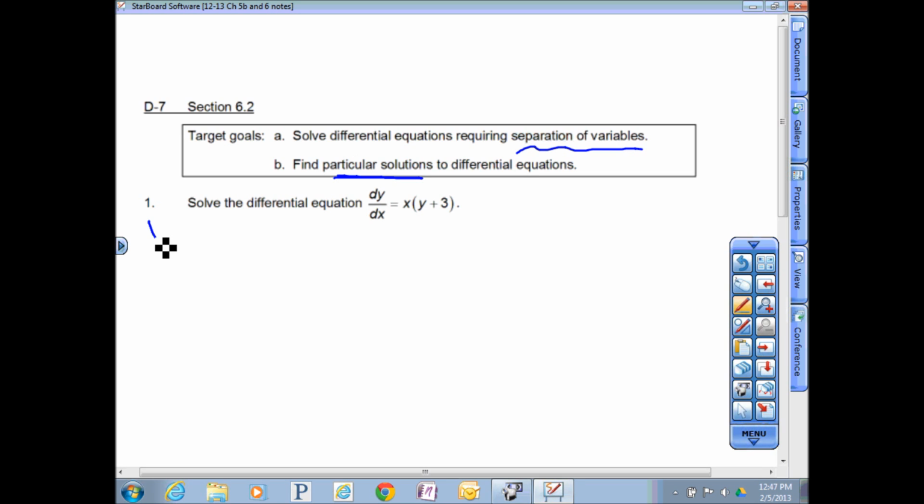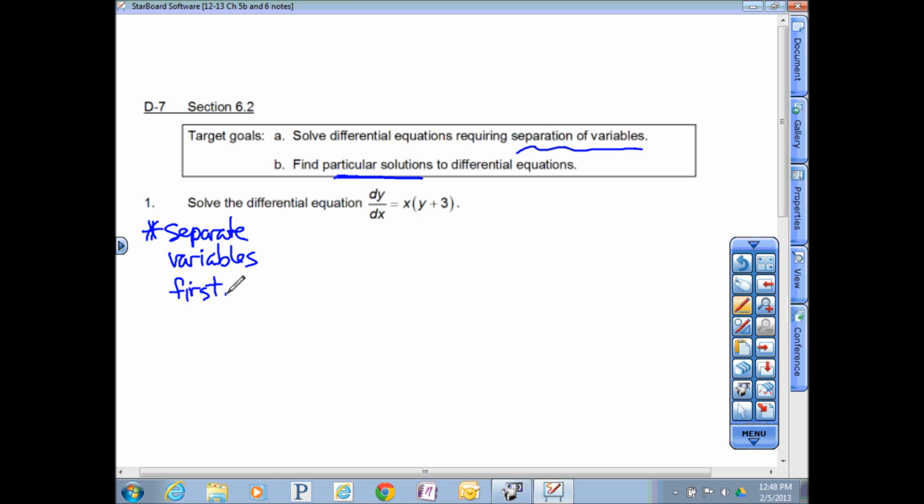So, solve the differential equation. First thing I've got to do, and let's make a little note right here: separate variables first. I can't emphasize that enough. You cannot integrate these things with the variables jumbled as they are. So we've got to separate our variables.